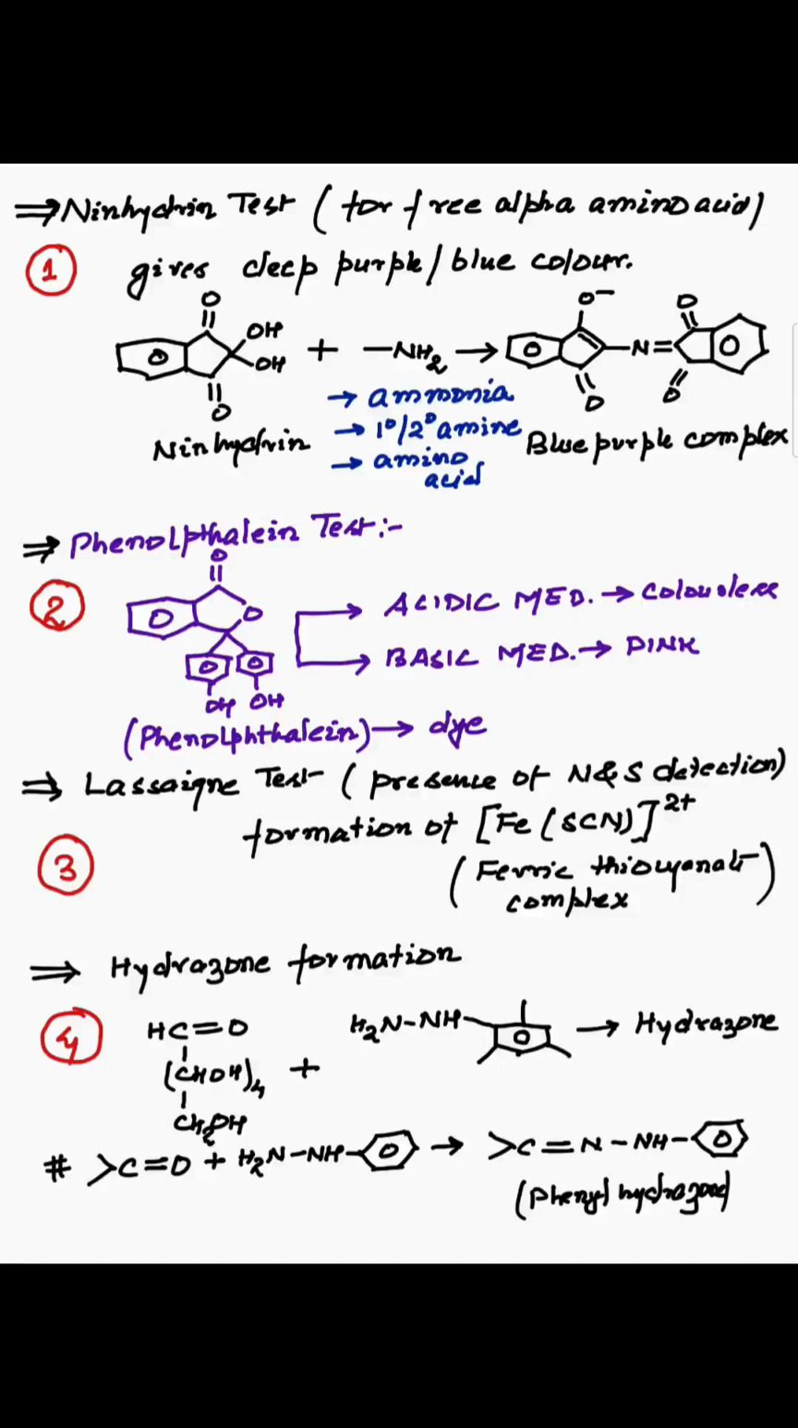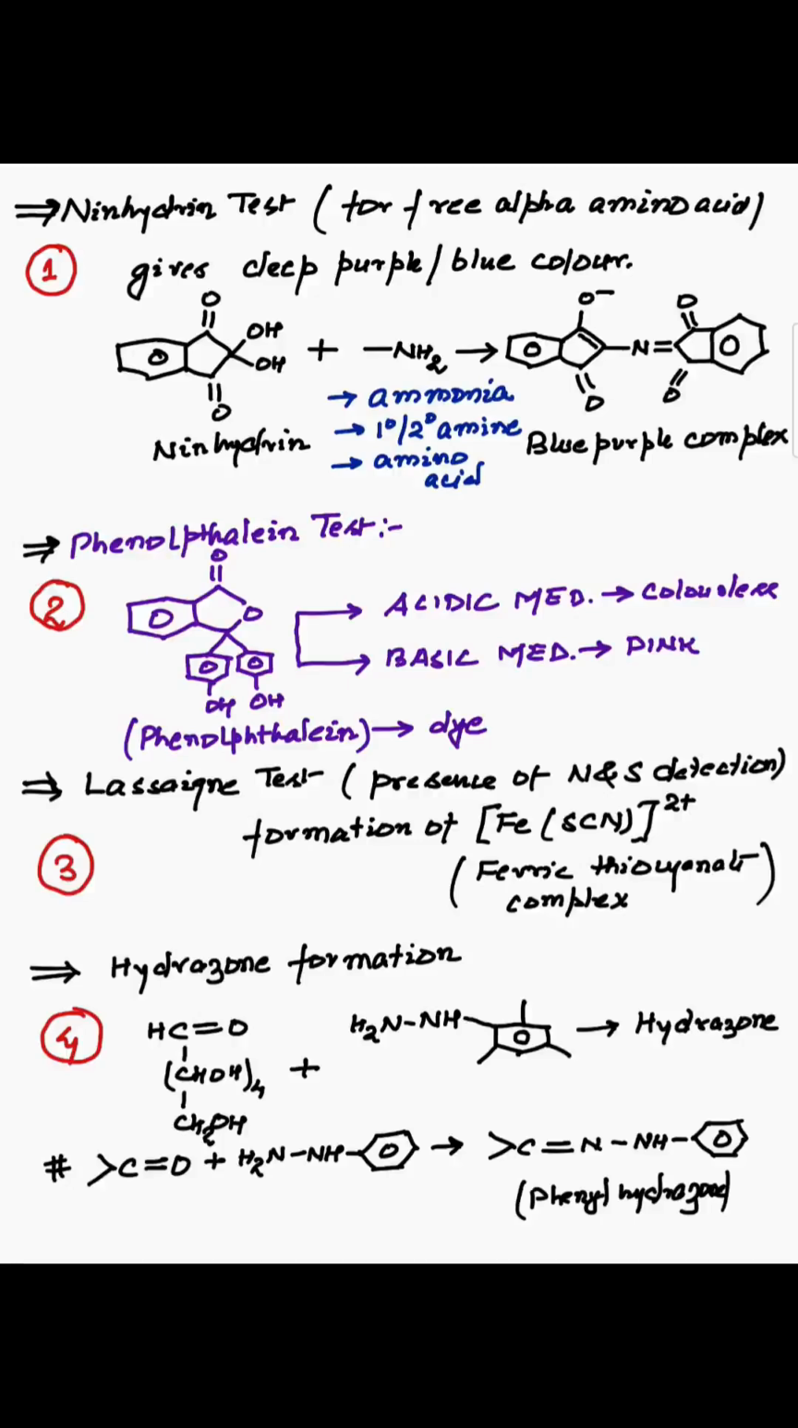Second test is the phenolphthalein test. As you can see, the structure of phenolphthalein, everyone is well aware of this. In acidic medium, this is colorless, means there is no color, while in a basic medium you can see a pink color developed. Okay. Third concept involved is the lysine test, and this will detect the presence of nitrogen and sulfur. This will form a complex which is called ferric thiocyanate, FeSCN, with a 2+ charge on the complex.